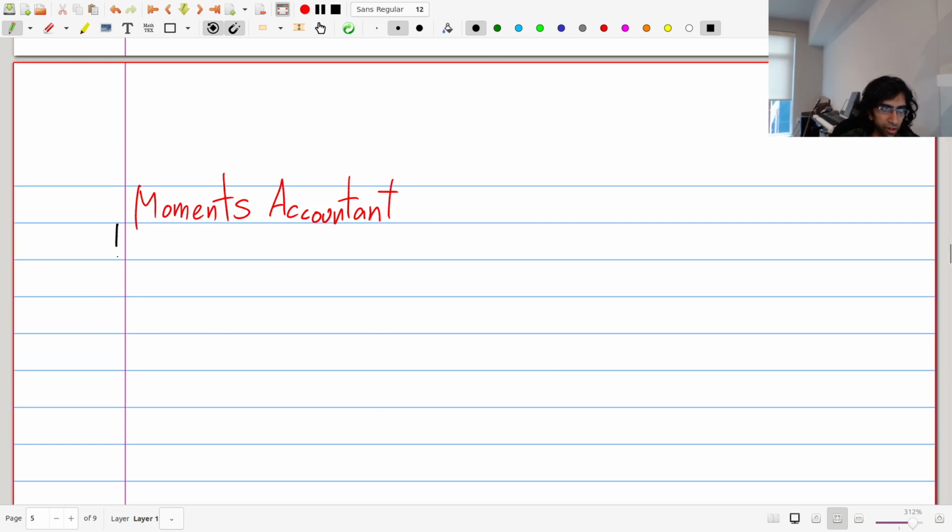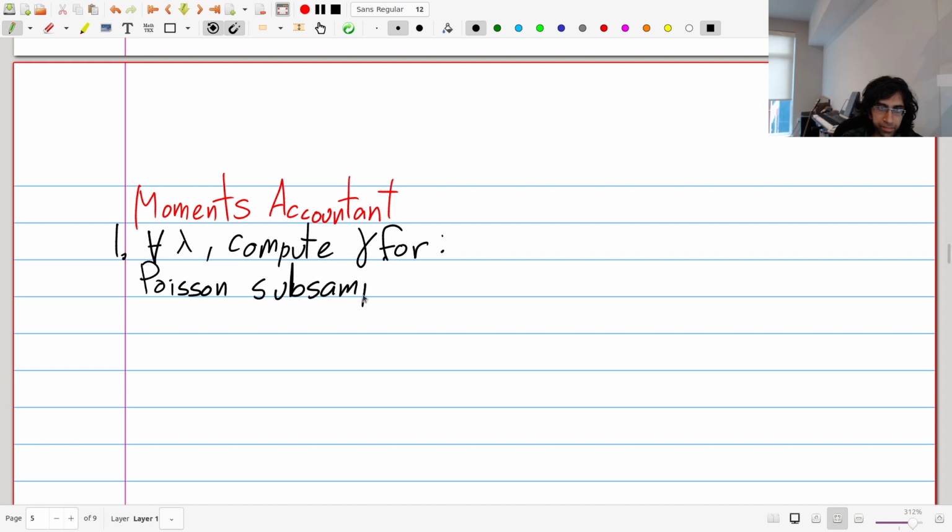So the way is as follows. What we do is, for all lambda simultaneously, compute the corresponding gamma for the following process. So what do I mean for a lambda? Let me write this out a bit and then we'll discuss it. What we're going to compute it for is the Poisson subsample plus Gaussian mechanism.